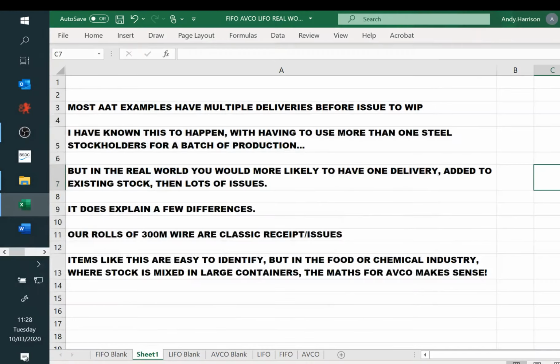Hello games people, time to have another look at FIFO, AVCO, or inventory valuation, looking at the issues and the balances, using a slightly more realistic worldly example.